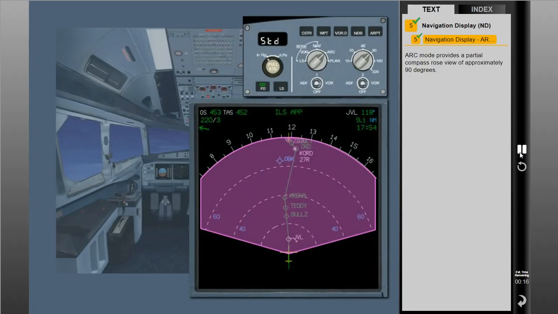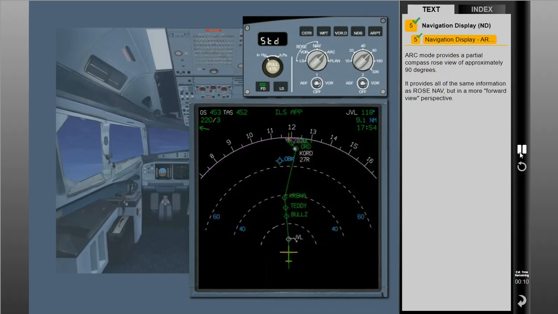ARC mode provides a partial compass rose view of approximately 90 degrees. It provides all of the same information as ROSE NAV, but in a more forward view perspective. Therefore, this mode is commonly used for navigation.